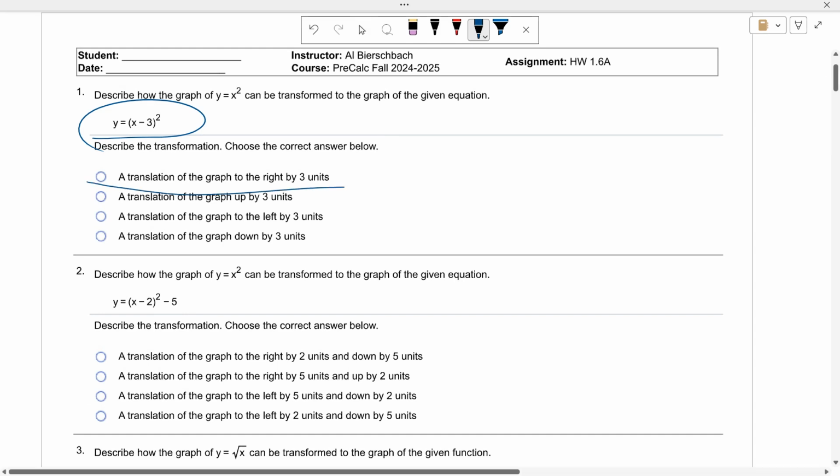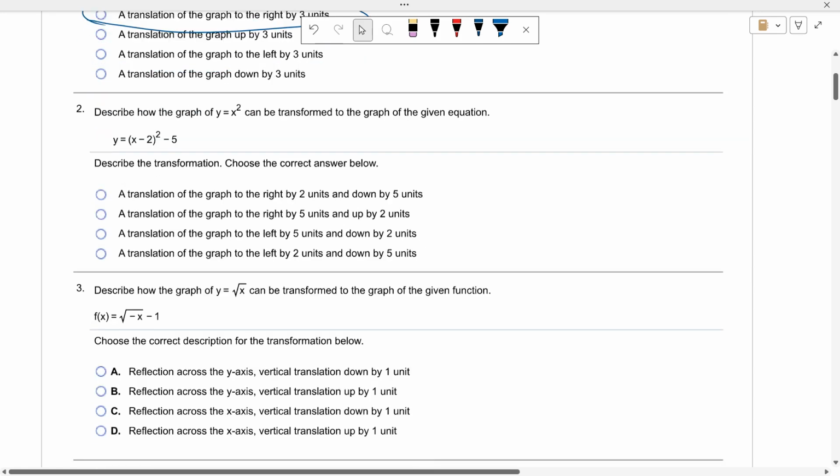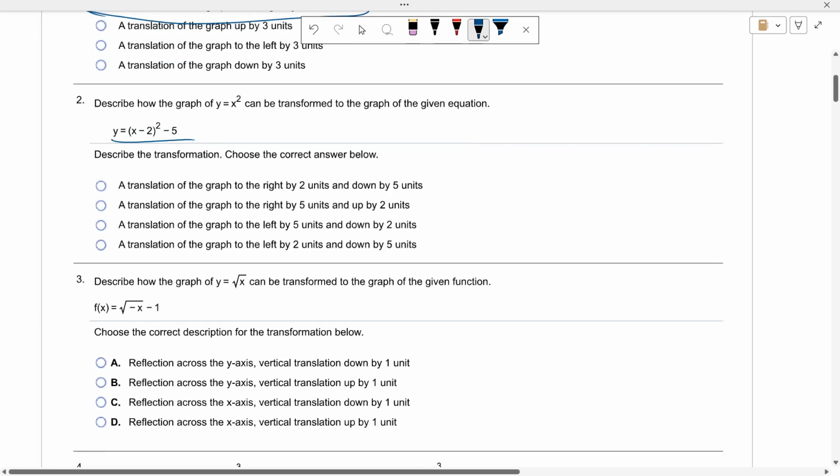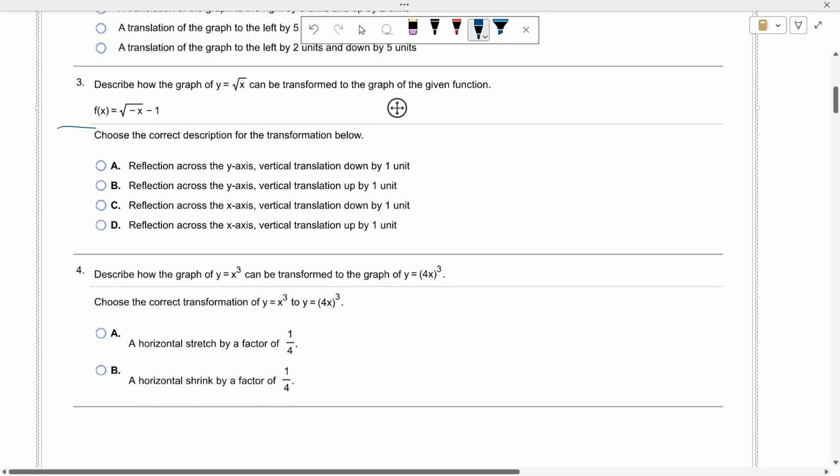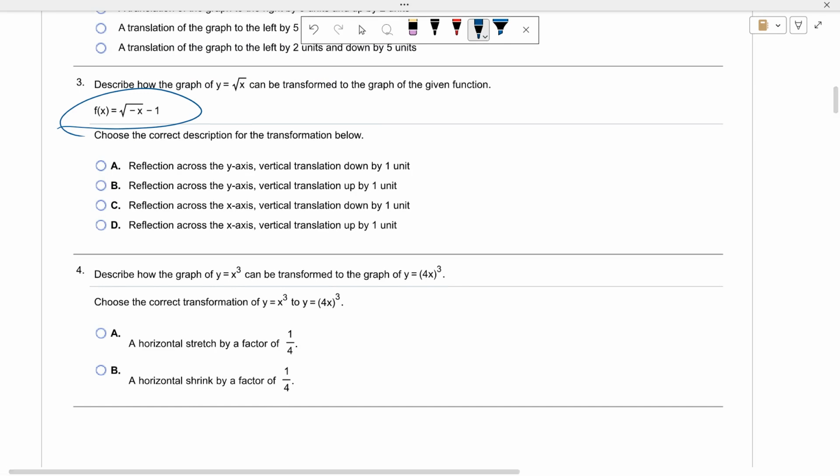Right by 3 units. We do 2 things to this. First thing is right by 2, and then down by 5. This one tells us to do 2 different things. If it happens on the inside of parentheses and it's got a negative, it'll flip it over the y-axis and then translate it 1 down.